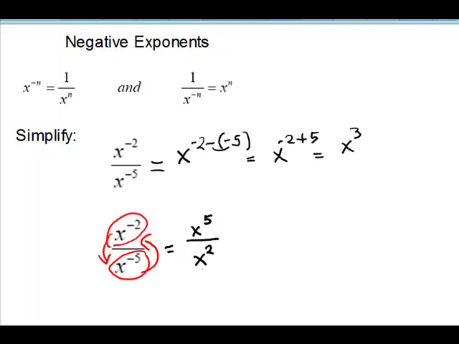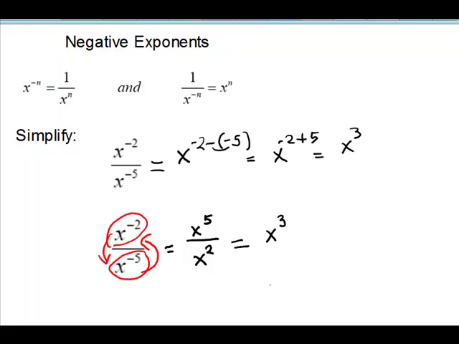You still have like bases as a fraction. You're going to keep the base and subtract the exponents. But it's easier to subtract the positive ones in your head. Go top to bottom when you use the subtract rule. So 5 minus 2 gives us 3. So x to the third. So you can use either one that you like.